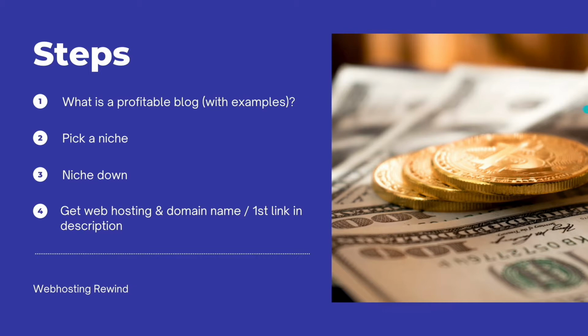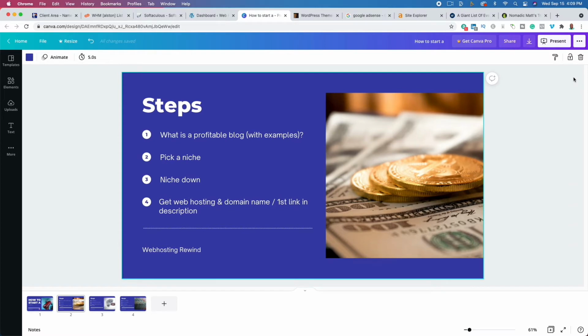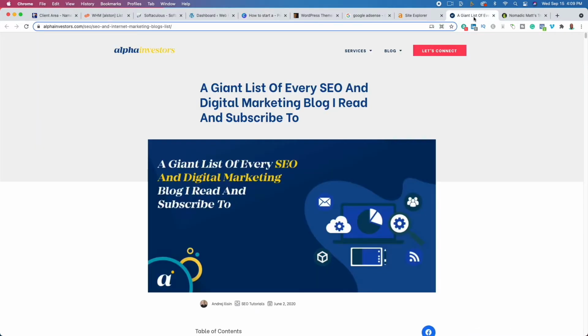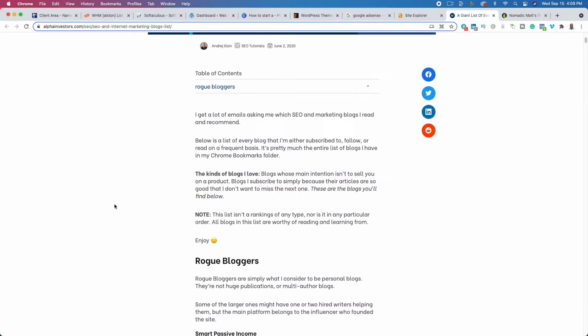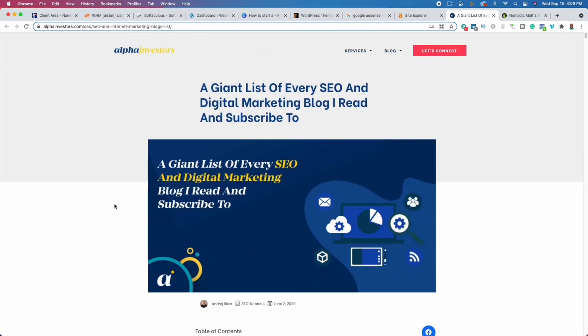Now, the key to creating a profitable blog is to pick a niche, and a niche is just an area of focus where you're going to create content. You want to make sure that you pick a niche and then stay within that niche so that you can get the most SEO, search engine optimization, as possible.